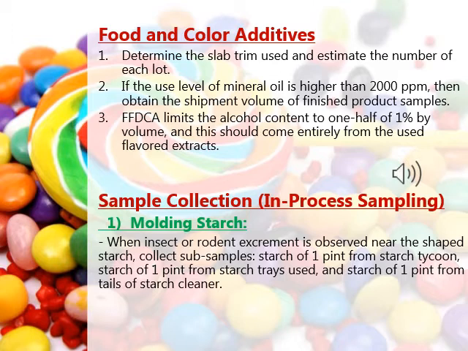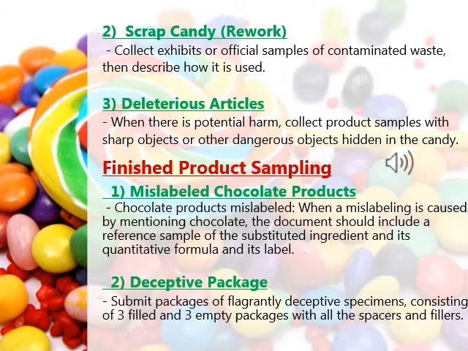When insect or rodent activity is observed near the shaped starch, collect subsamples. First, 1 pint of starch from the starch buck, 1 pint of starch from the starch trays used, and 1 pint of starch from the trays of the starch cleaner. 2. Scrap candy rework. Collect exhibits or official samples of contaminated waste, then describe how it is used.